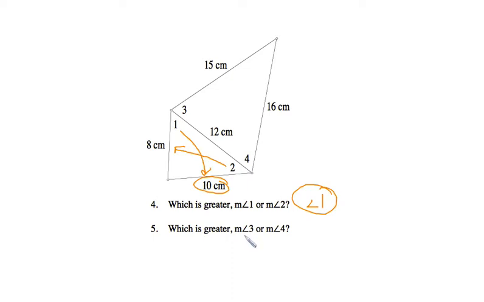Likewise in number 5, which is greater, angle 3 or angle 4? You always look across. Angle 3 is across from a side length of 16. Angle 4 is across from a side length of 15. So these look very close to isosceles, but they're not. 16 is bigger than 15, so the bigger the side, the bigger the angle. So in this case, angle 3 is greater than angle 4. Very simple theorem to use.